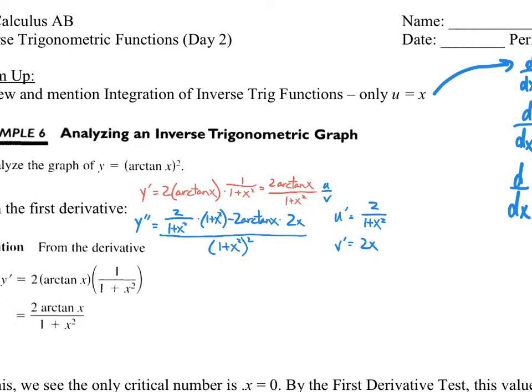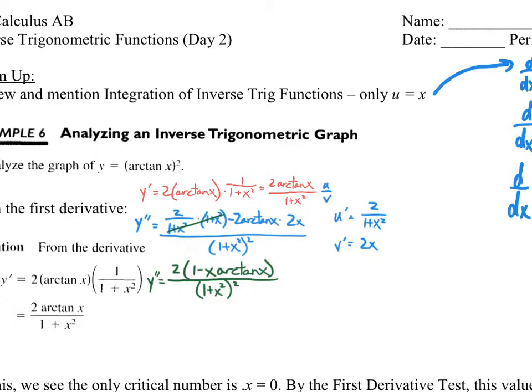Okay? So notice here, this is kind of nice. The 1 plus x squareds cancel out for this. And we'll also have a 2 in common, so we can factor that out. 2 times 1 minus x arctangent of x all over 1 plus x squared, squared. That's our second derivative.